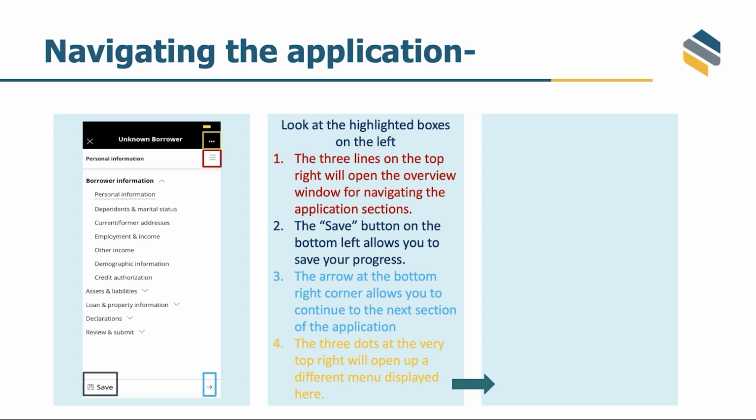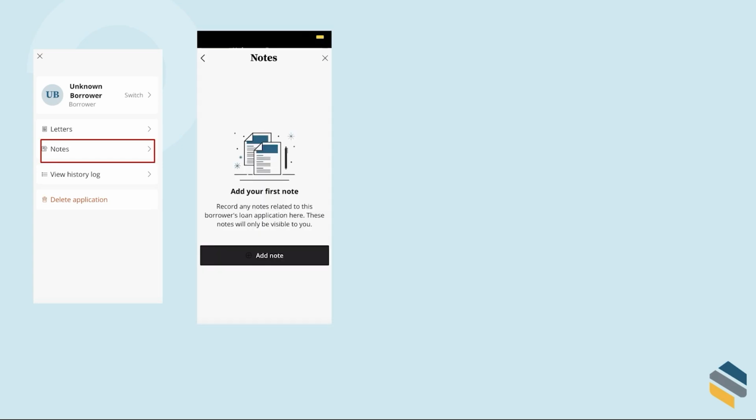And finally, there are 3 dots at the very top right that are going to open up a different menu that is actually displayed here. Now, on that menu, it gives you some additional options. First, it gives you a place to be able to add some notes about your conversation with your borrowers that you may not want to forget. These notes can only be seen by you, the loan officer, and don't get transferred anywhere other than the application.